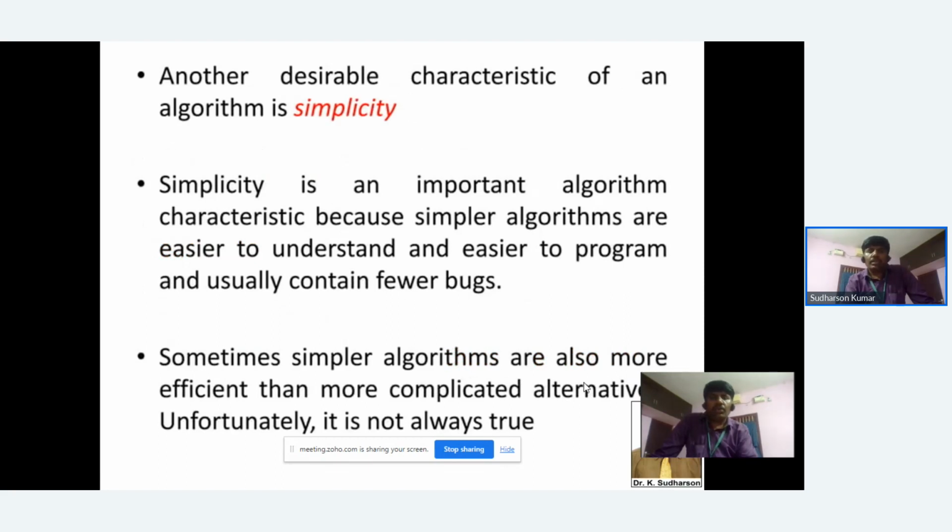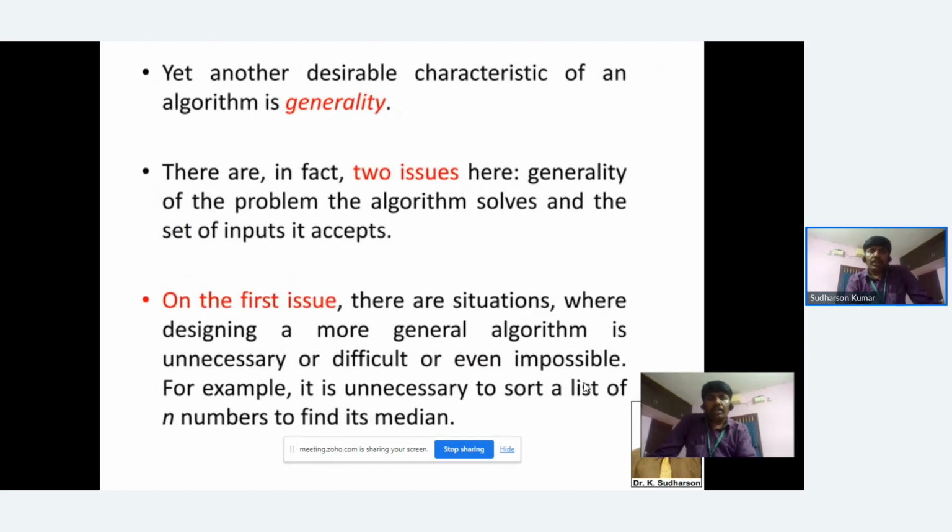Then you should know the characteristics of an algorithm. You must write an algorithm in a simple way. It should be understandable to anyone. So that is the main thing. Then your algorithm should have generality, in the sense that it can be understood by everyone. So that is what I call generality.